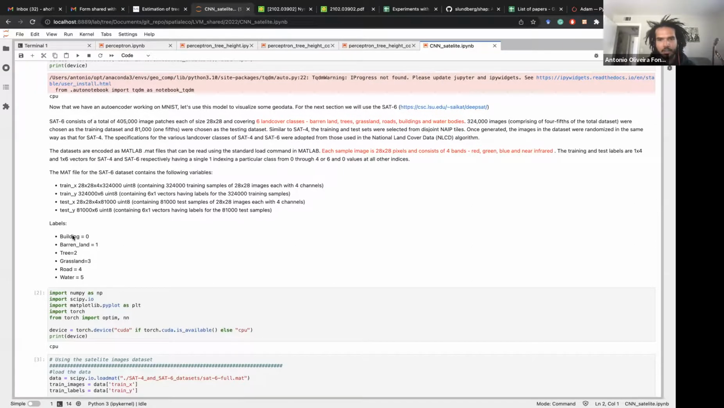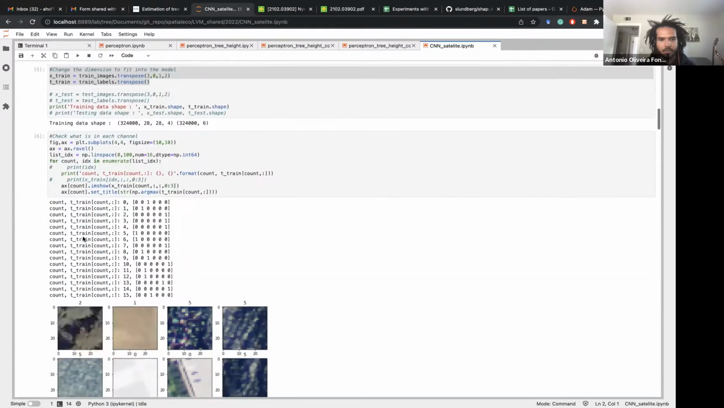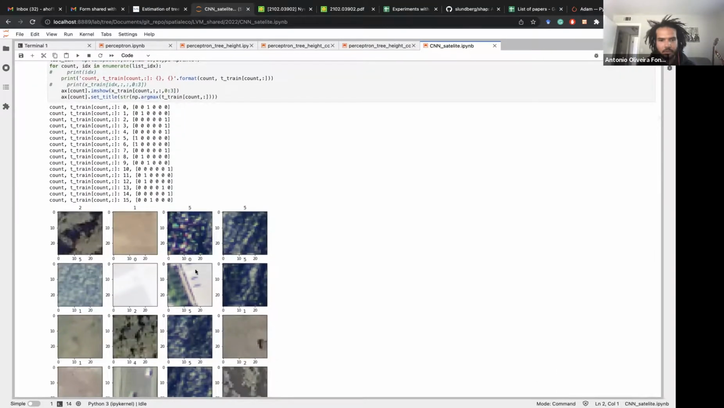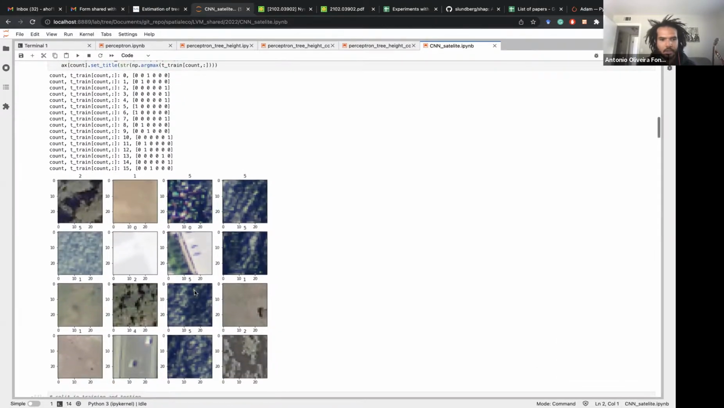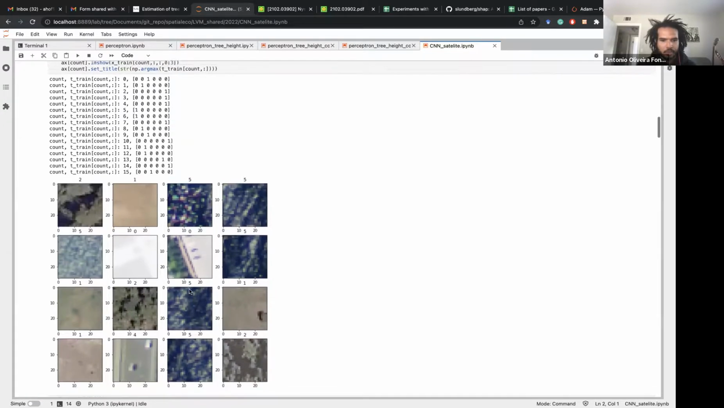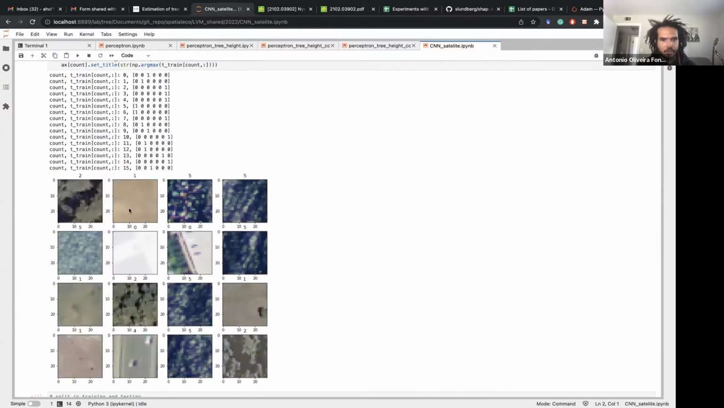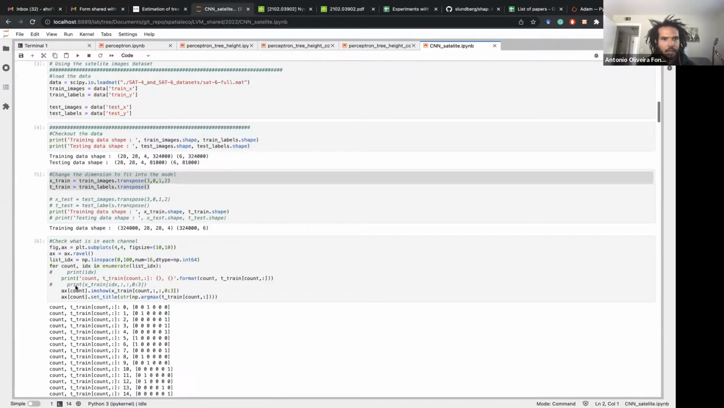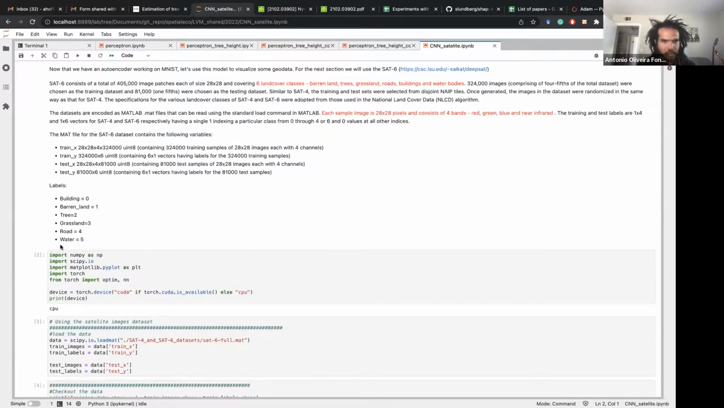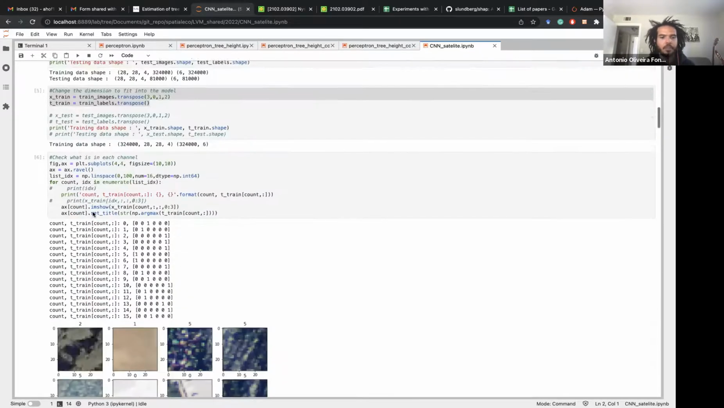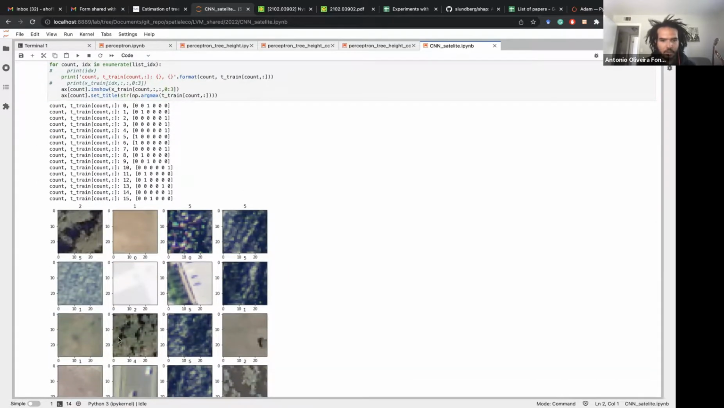And what are the types of land cover that you can find there? The zeros represent buildings. I plotted it here, so zeros are buildings, and here it's an image of a building. That was the only one in this sample that I plotted. One is barren land. So here we have barren land, and also here, and so on. Here we have water, road, grassland, and trees. That's how the dataset looks.